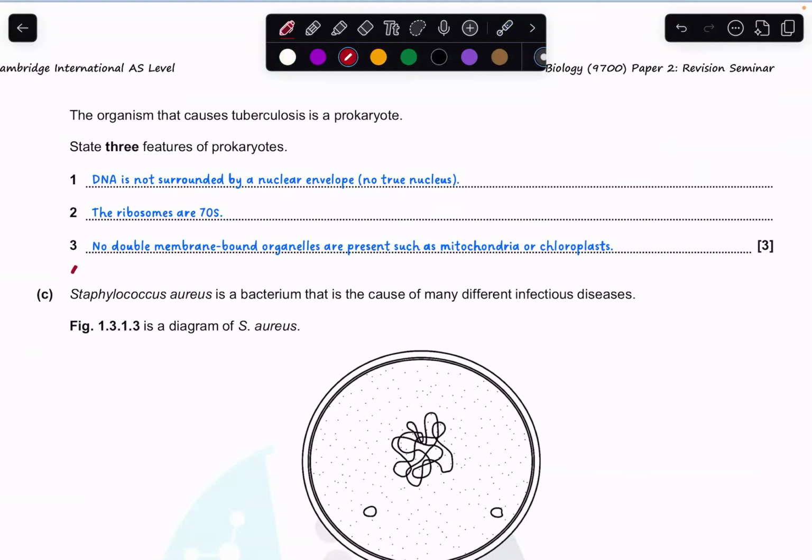If I have more points to write, I will write features of prokaryotic cells, presence of peptidoglycan. So that is another answer that you can put in.